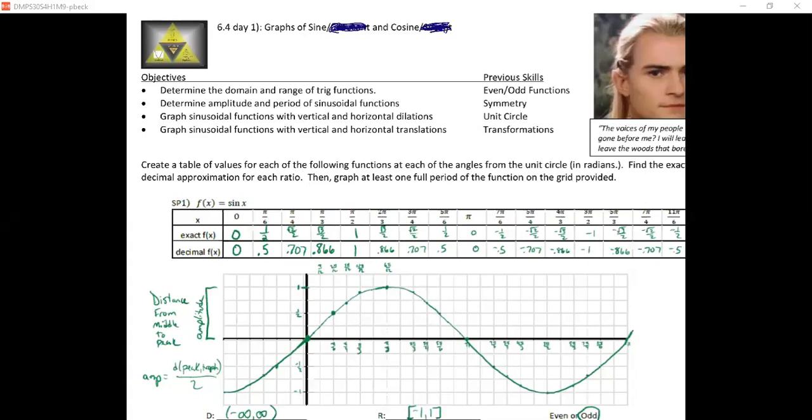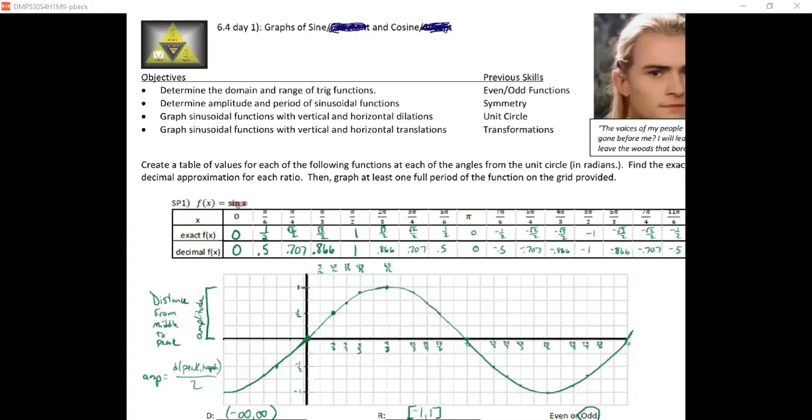Today we're going to be talking about the graphs of sine and cosine. We've been talking about sine and cosine as ratios, and ratios end up being the x and the y values on the unit circle. More specifically, sine of x is the y over r ratio, or the y coordinate on the unit circle.